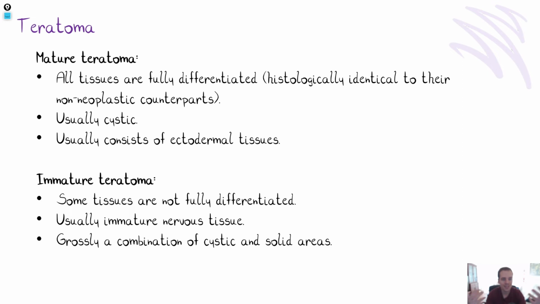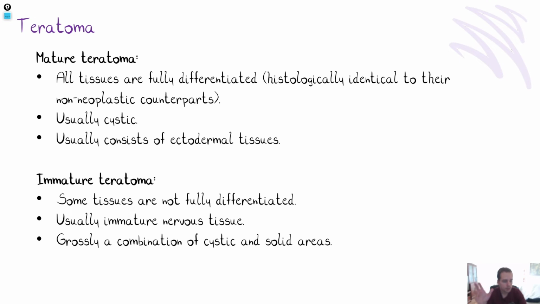And they are usually cystic. And as I said, usually they consist mainly of the ectodermal tissue. So usually the most prominent tissue components are the skin appendages, and there can be also some neural tissue and so on. Immature teratoma means that some tissues are not fully differentiated and they look less mature. Usually it's a nervous tissue. So usually the immature component is a nervous tissue, and such tumor is considered malignant.